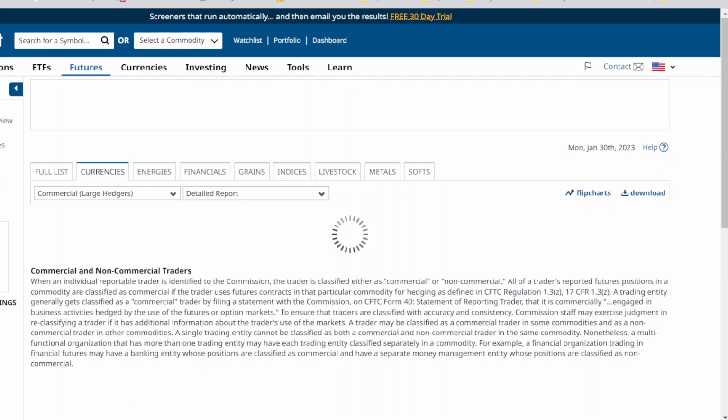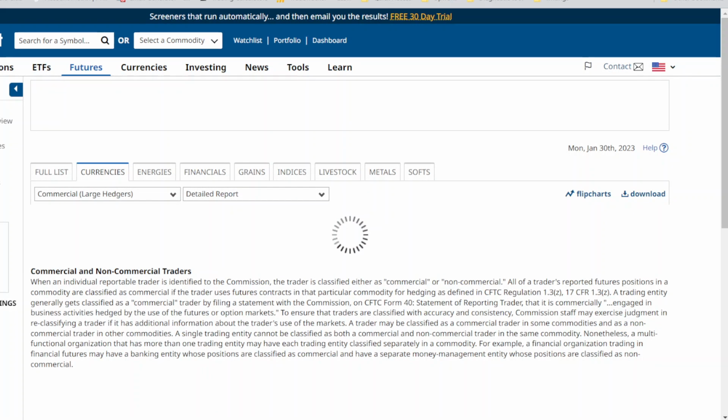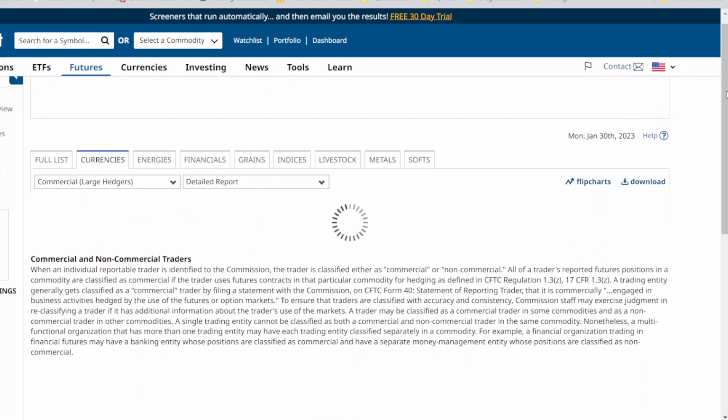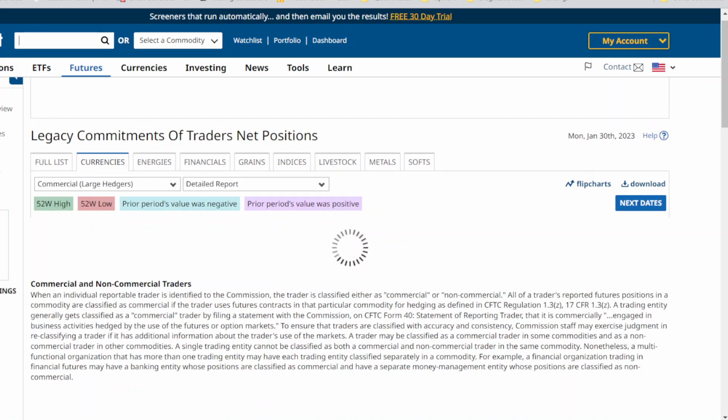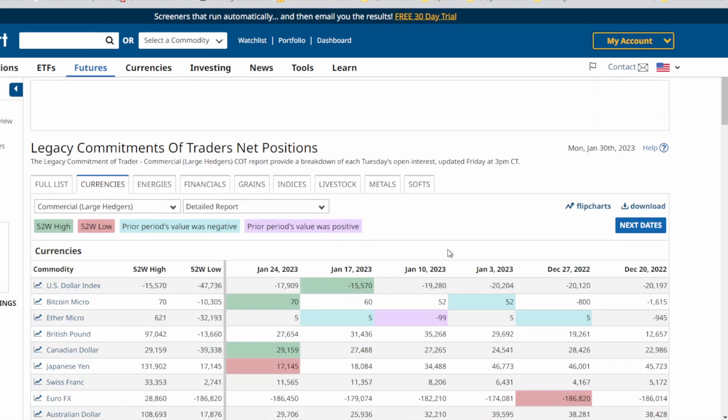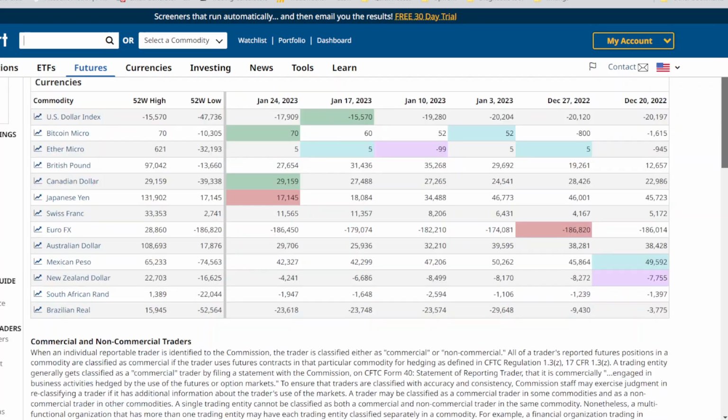Why is this loading? I don't know what is going on. Perhaps this is refreshing, so let me just wait for it to refresh. Okay, it has refreshed.